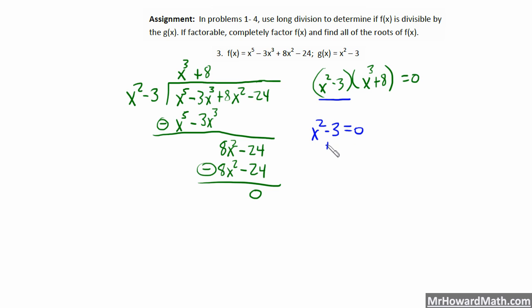So we would add 3 here, and that would give us x squared equals 3. So x equals plus or minus square root of 3. Alright, so there are two roots there. We have x equals the positive square root of 3 and x equals negative square root of 3. Alright, now x cubed plus 8, I'm going to bring in our factoring patterns from our very first unit earlier in the year on algebra review.